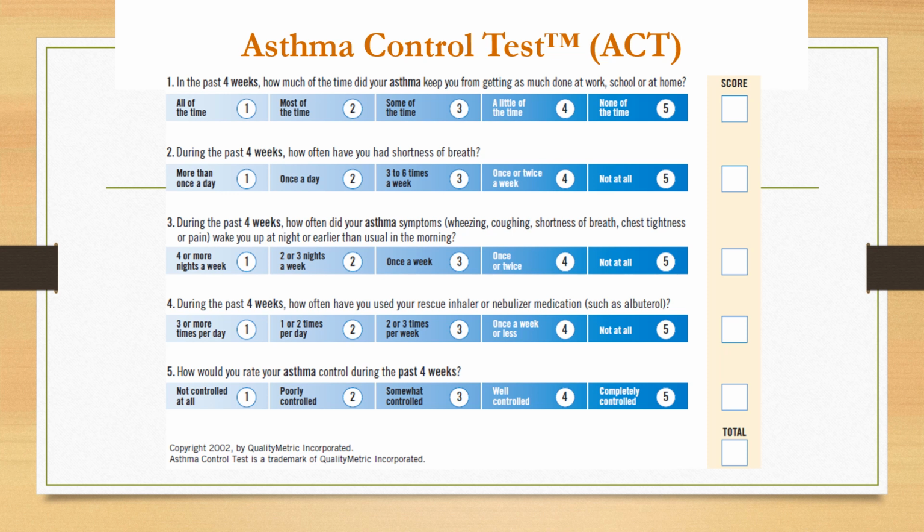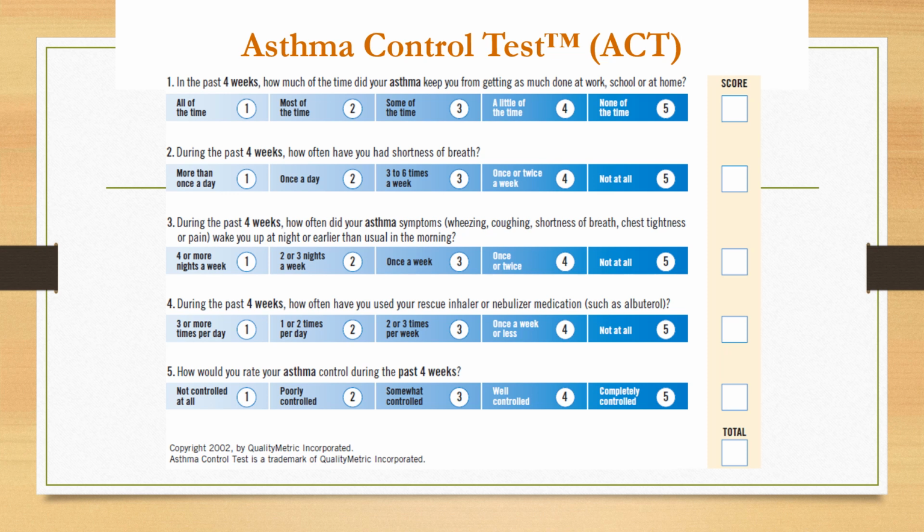For example, in this test you ask these 5 validated questions. They've done this survey with many patients, and it's really accurate. It's valid, it's reliable, and it's been tested and tested. So, for example, in number 1, in the past 4 weeks, how much time did your asthma keep you from getting as much work done at school or at home? The lower the score, the worse. The higher the score, the better. So if you got 5s for everything, you would be in really good shape and your asthma is well controlled.